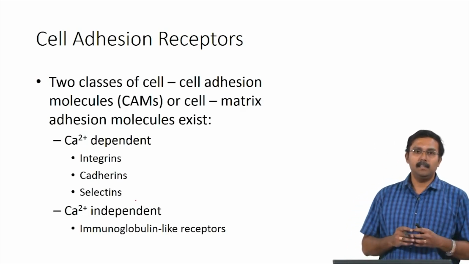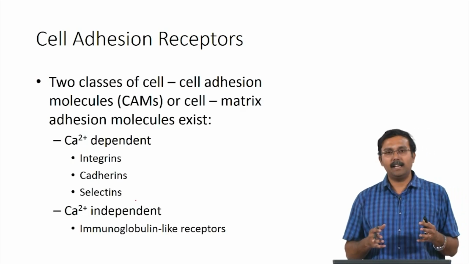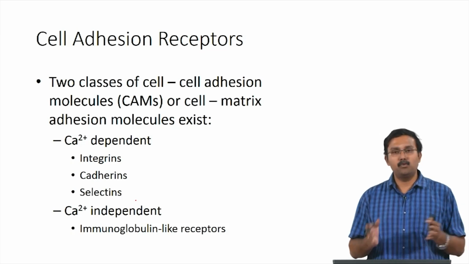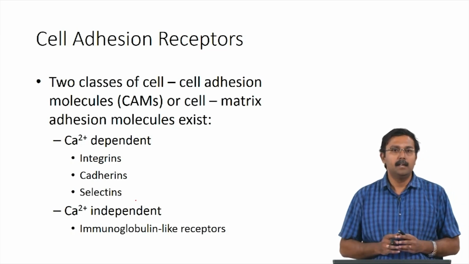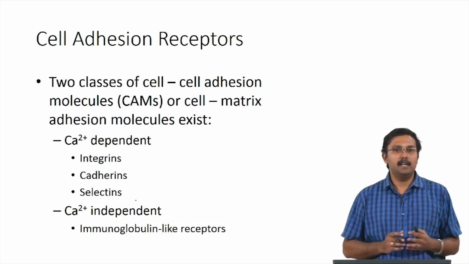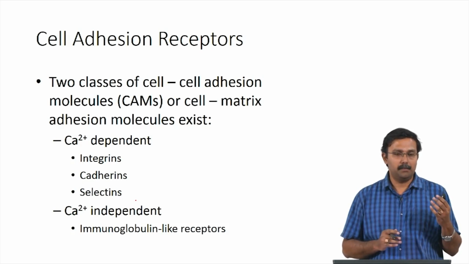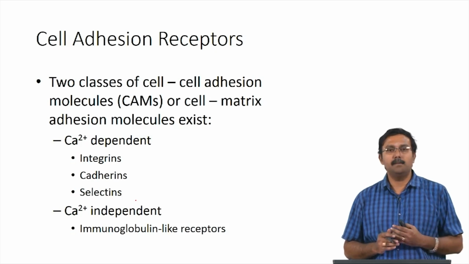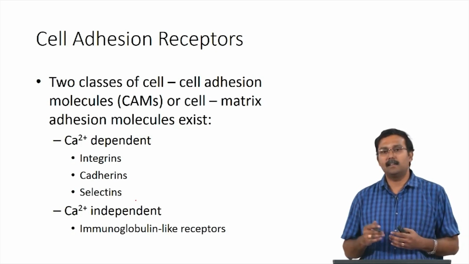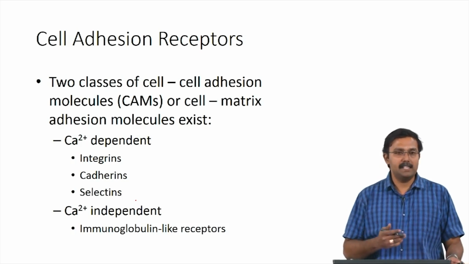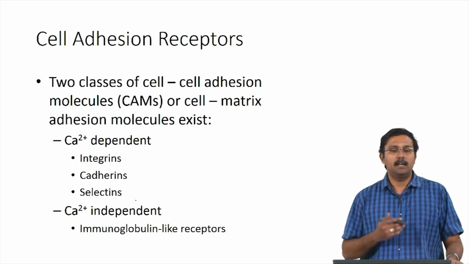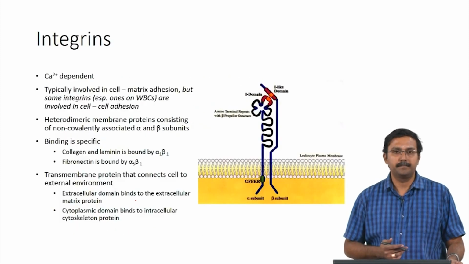So, basically these 4 can again be grouped into 2 major categories. One is the calcium dependent and the other is the calcium independent receptors. The cell adhesion molecules which come under calcium dependent would be the integrins, cadherins and selectins. Immunoglobulin like receptors or the IgCAM receptors are calcium independent.